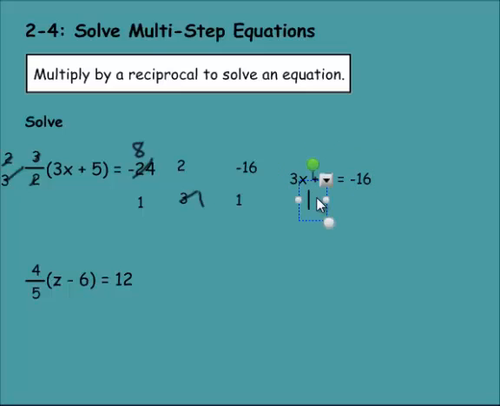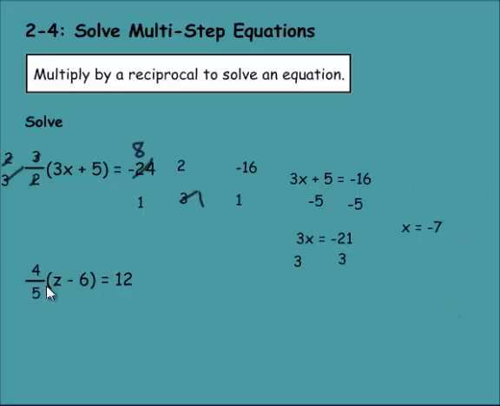So I can subtract the 5 from this side now, minus 5, and that would leave me with 3x on this side, minus 21. It's both negative, so that adds up to 21 negative. Divide both sides by 3. That'd give me 1x equals negative 21 divided by 3 is negative 7.